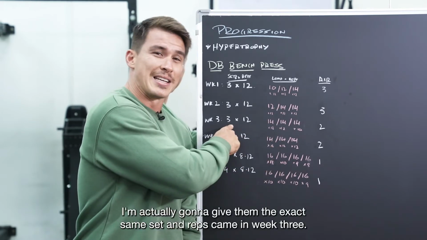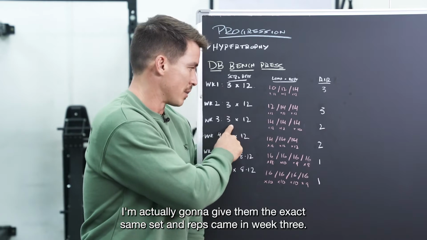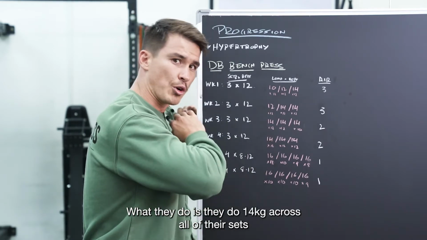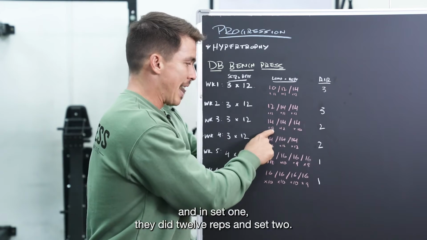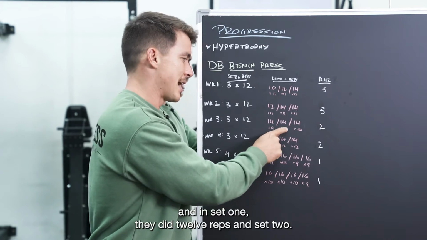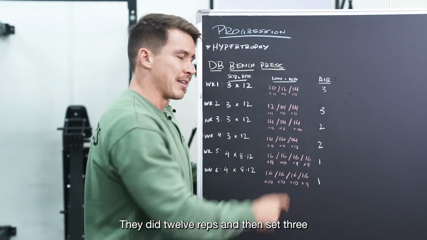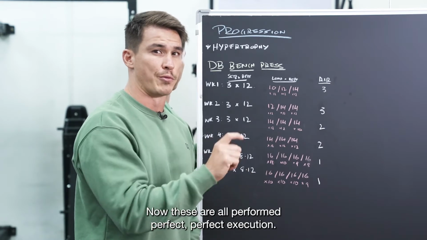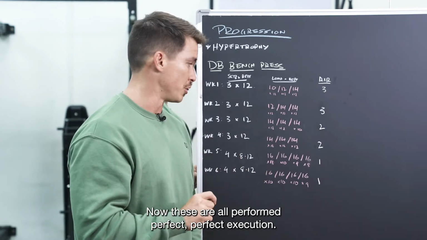I'm actually going to give them the exact same set and rep scheme in week 3. This time they do 14 kg across all of their sets. In set 1, they did 12 reps. In set 2, they did 12 reps. And in set 3, they started to hit some fatigue and only dropped to 10 reps. Now, these are all performed with perfect execution.